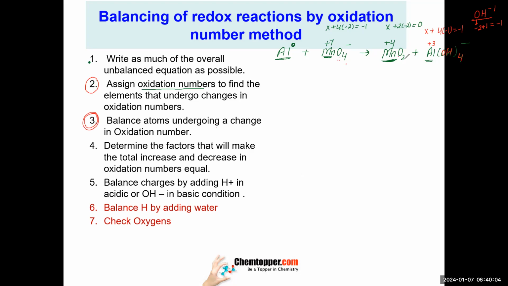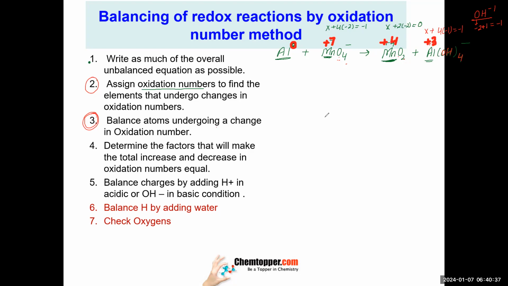Here it is -2, here it is -2. So I didn't check it. So I just checked aluminum and manganese because they are the ones undergoing a change in oxidation number. So you have to check who all are undergoing change in oxidation number. Whoever is undergoing change in oxidation number, you're going to write on the top the way I have written. This is 0, this is +7, this is +4, this is +3, right?